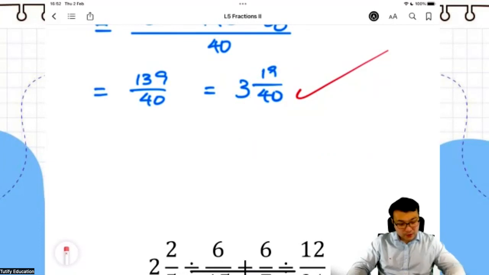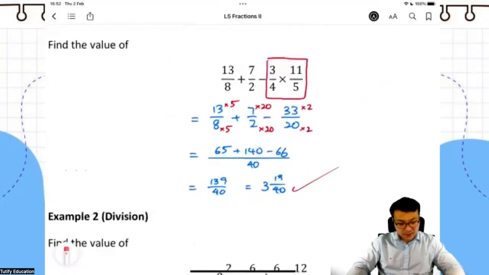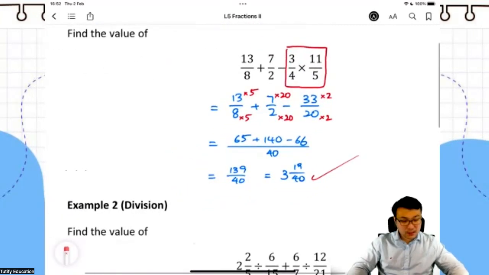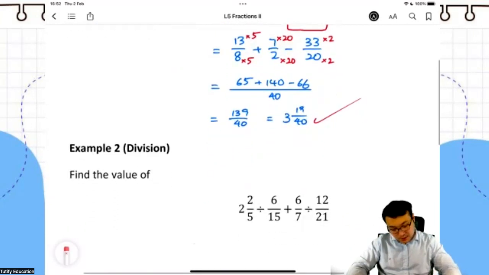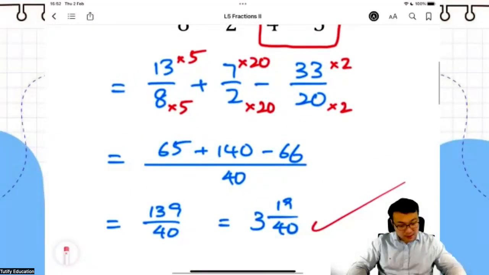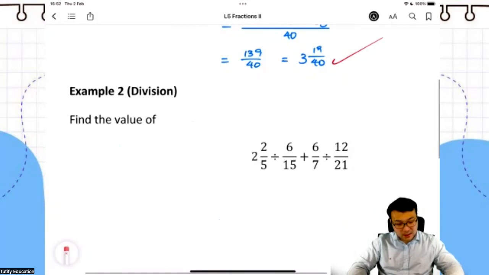So you know that you have converted it correctly. That's how you check your answer. So students, as you can see from here, we have to focus on the multiplication first because it takes priority over the plus and the minus. Okay? And what did we do next? We make sure that the denominators are the same before we did our plus and our minus.